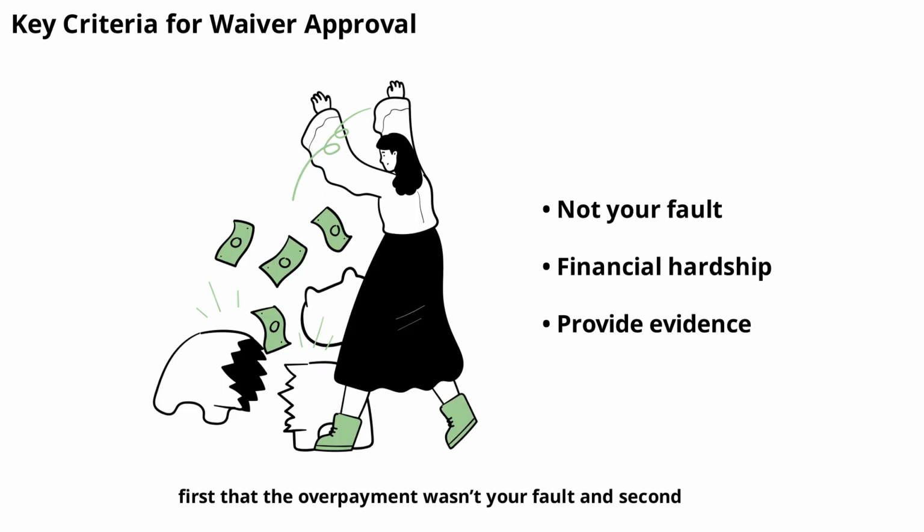First, that the overpayment wasn't your fault, and second, that paying it back would cause you financial hardship. The SSA will want to see evidence, such as your income, expenses, and any special circumstances. Being honest and thorough in your application is essential.